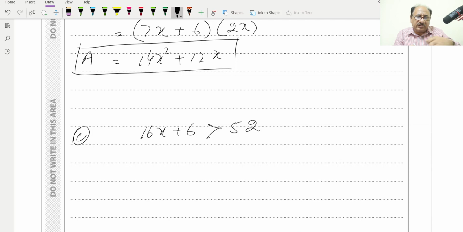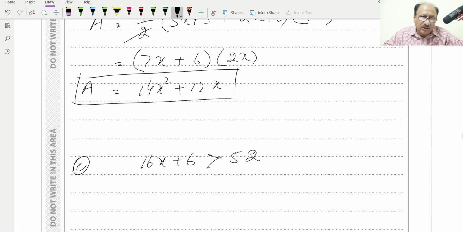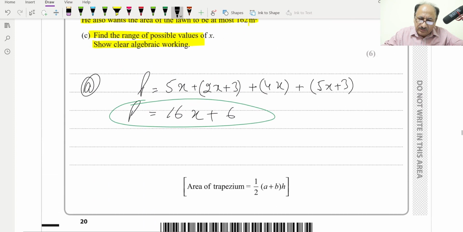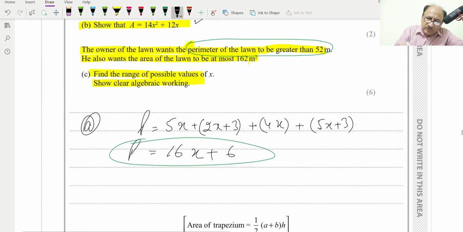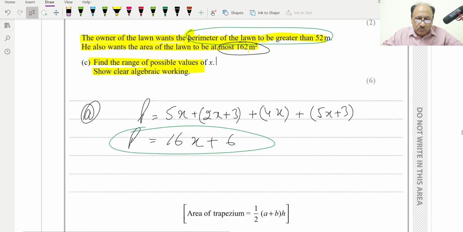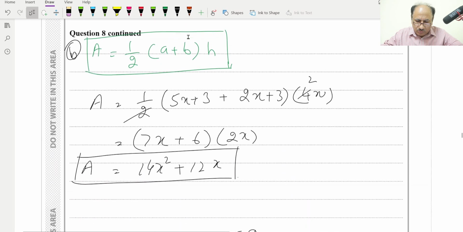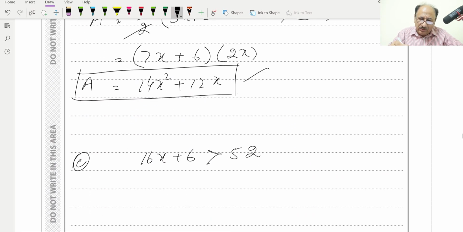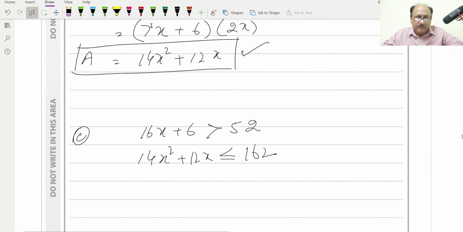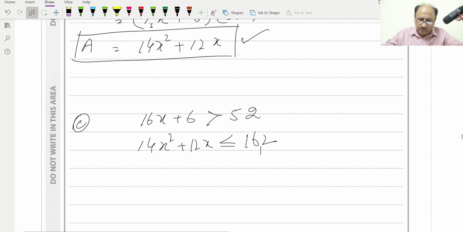Now we can write the second equation which they are providing, that the area should be at most 162, so it should be less than or equal to 162, and area we found over here, and our second equation will be 14x square plus 12x should be less than or equal to 162. So these two equations we will be simplifying. We can solve this second equation first.